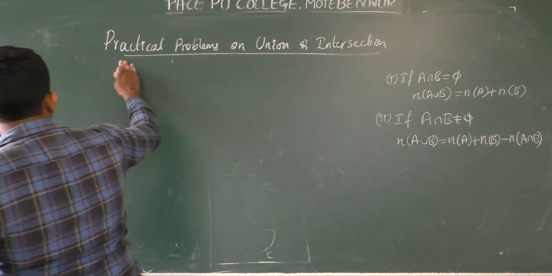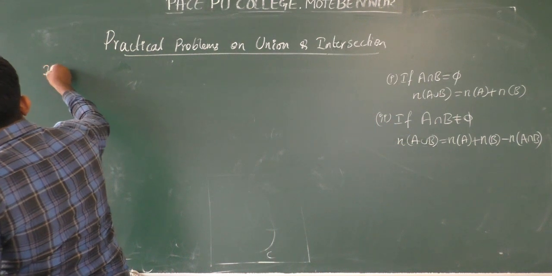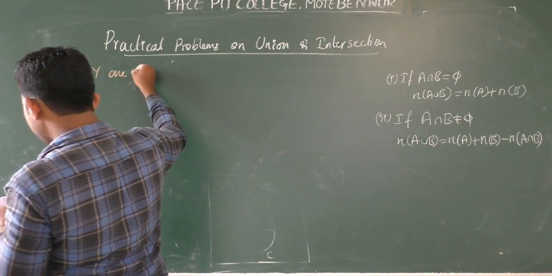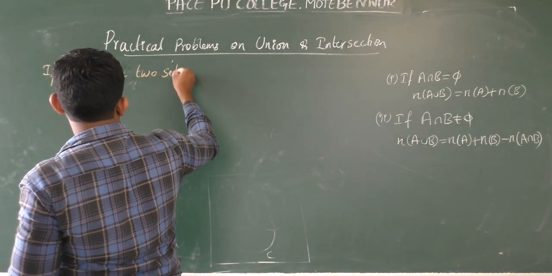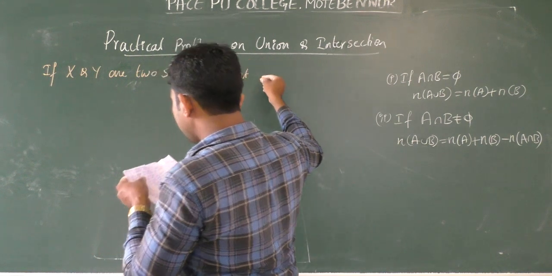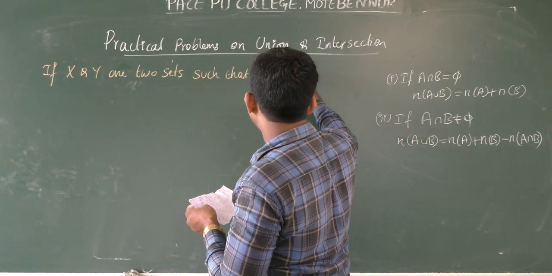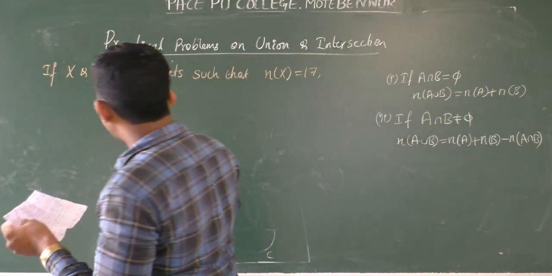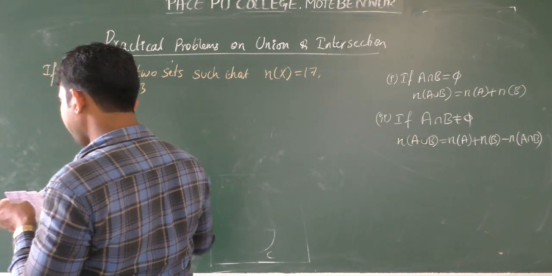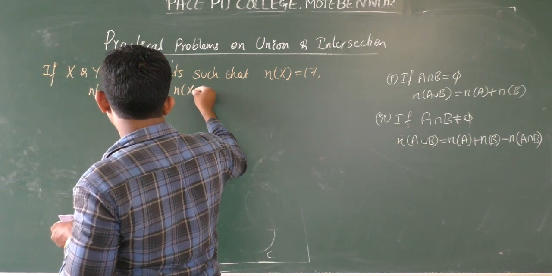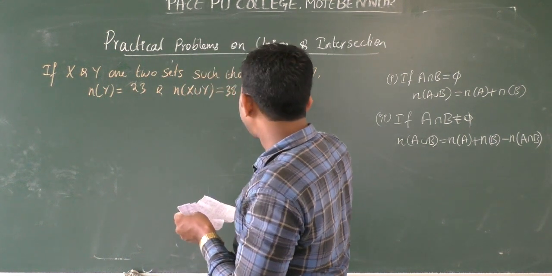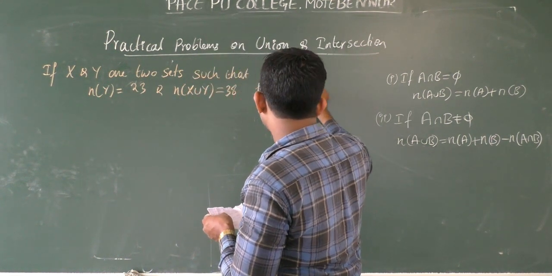First one: if x and y are 2 sets, such that n of x is equal to 17, n of y is 23, and n of x union y is 38. Find n of x intersection y.